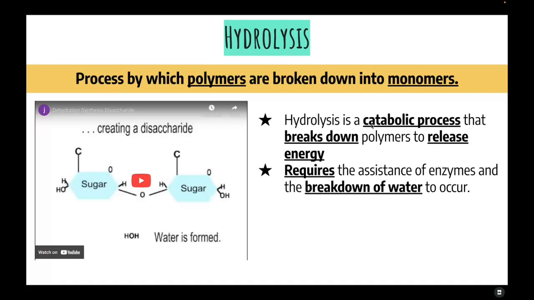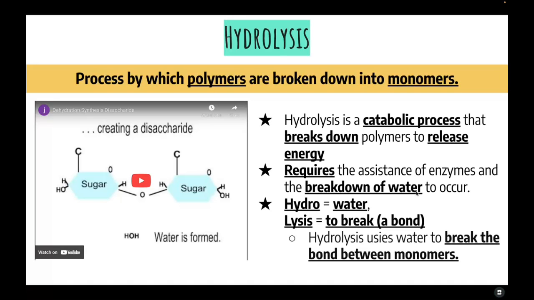And it still requires the assistance of enzymes, just like dehydration synthesis, in order for the breakdown with water to occur. So you need water. Hydro is water, and lysis means to break a bond. So hydrolysis uses water to break the bond between monomers, okay? I always think of it like lyse. You're lysing something, it's breaking something down. Hydro, you need water. All right?